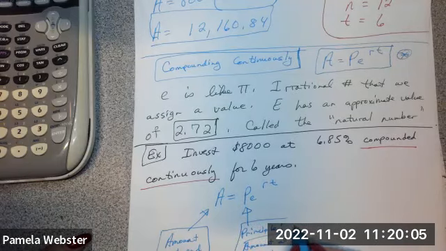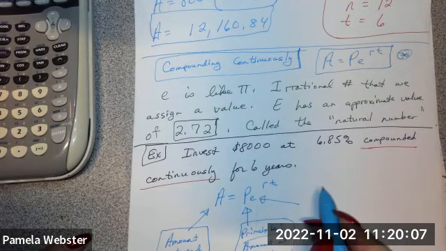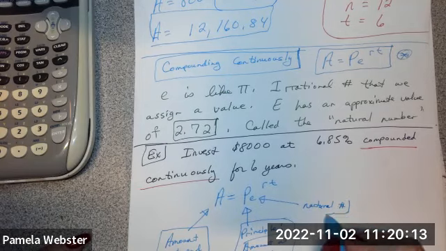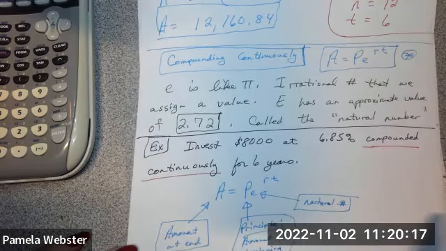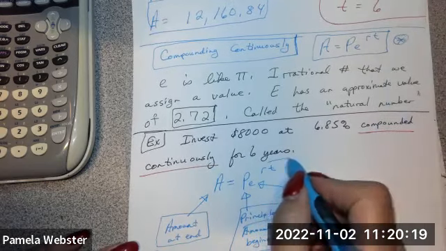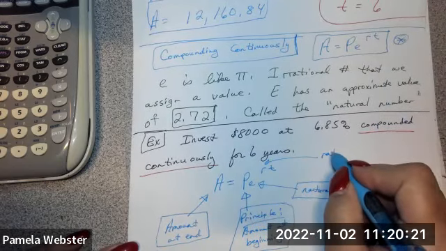Okay. The E is going to be the natural number. So we're just going to plug that in, using that button on our calculator. And then the R and the T are actually the same as they were last time. So the R is the interest rate.